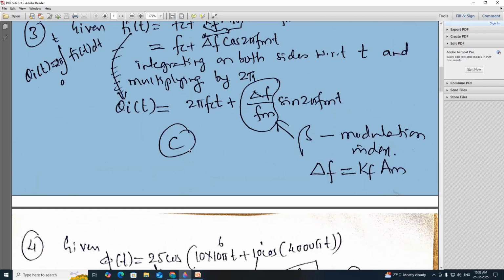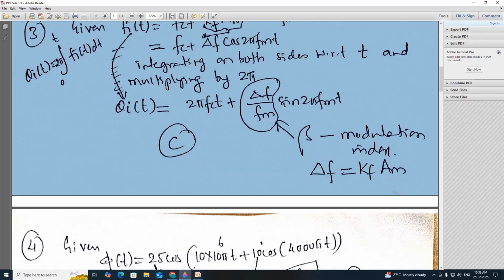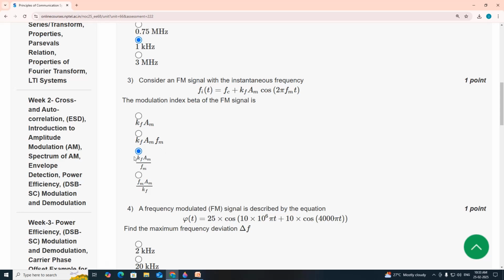It is option C. What is option C? Kf Am by fm. We know it is delta F by fm, and delta F is Kf Am, so Kf Am by fm is the modulation index beta.